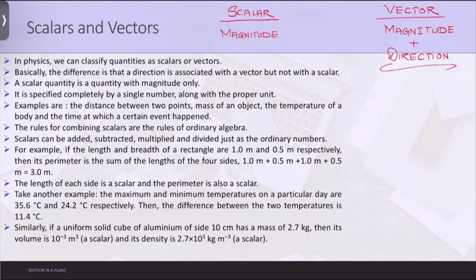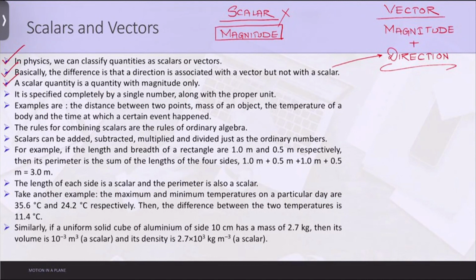So in physics, we can classify quantities as scalars or vectors. Basically the difference is that a direction is associated with a vector but not with a scalar. Fine, so this is also done. A scalar quantity is a quantity with magnitude only. Fine, so this is also understood.